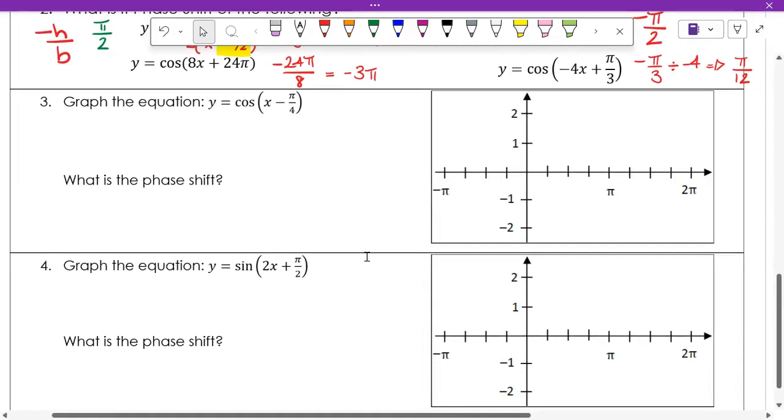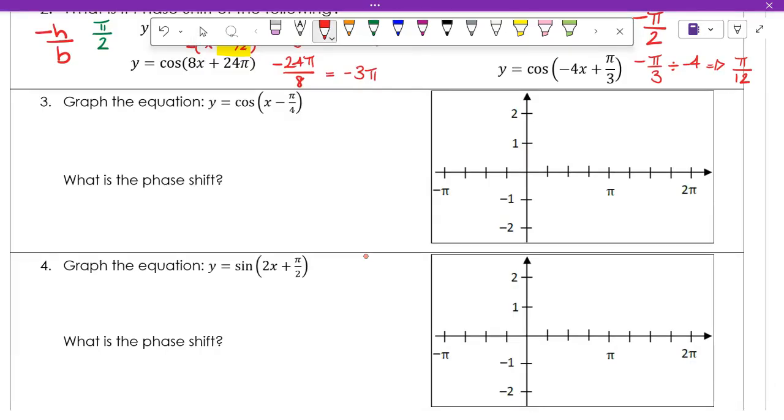So if I look at number 3, I just have 3 cosine, and then it's x minus pi over 4. So first, what is my a? A is 1, so my amplitude is 1. Okay, what is my b? B is 1. There's nothing being multiplied here that I can see, so therefore it's 1. It's not 0, because if it was 0, then the whole thing would be gone.